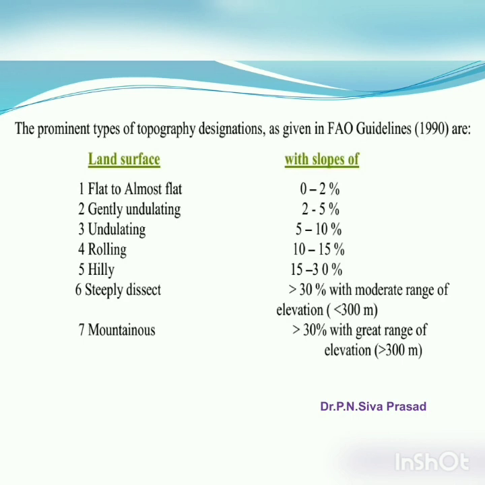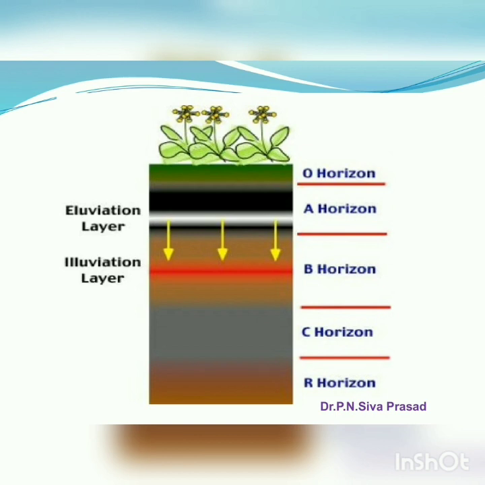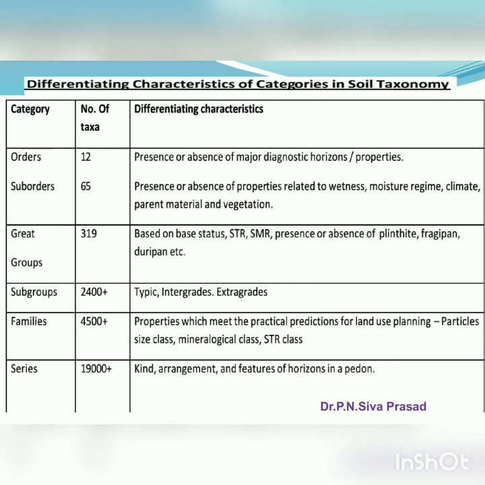The predominant types of topography designation as given by FAO guide. There are 5 master horizons. For each of the 5 master horizons, subordinate distinctions are also present. The 5 master horizons are O horizon, A horizon, E horizon, B horizon, and C horizon. E horizon is eluvial horizon, B horizon is called as illuvial horizon.